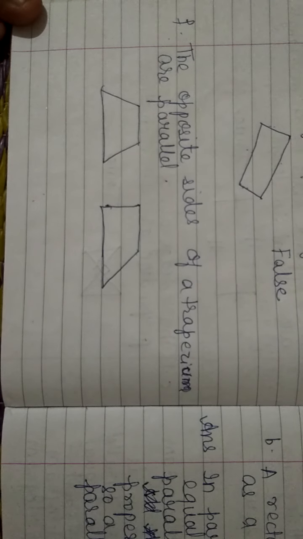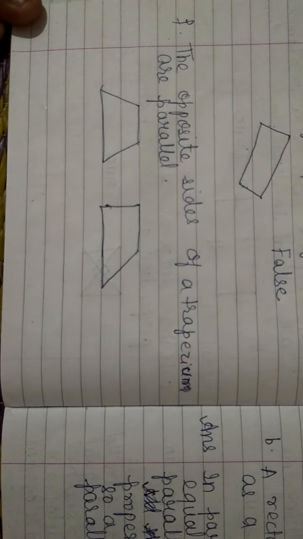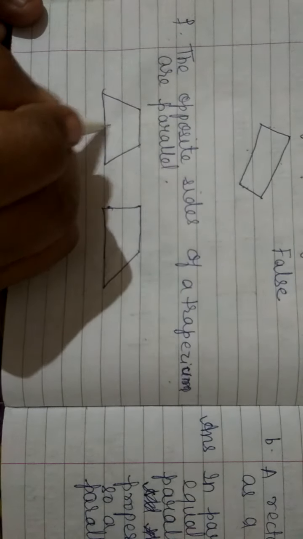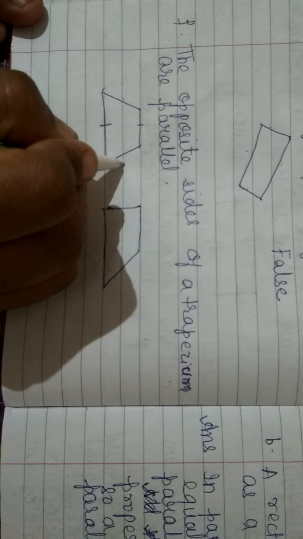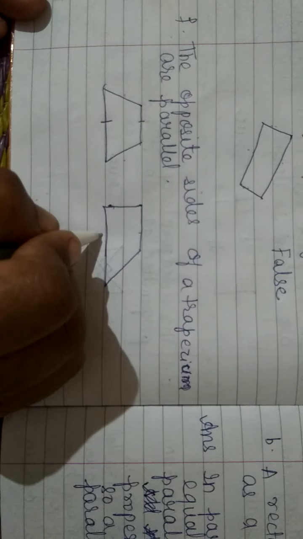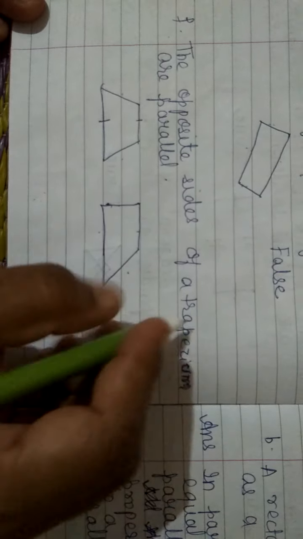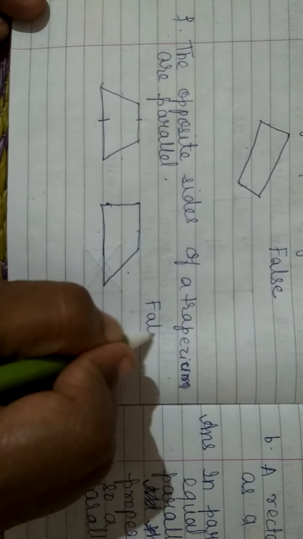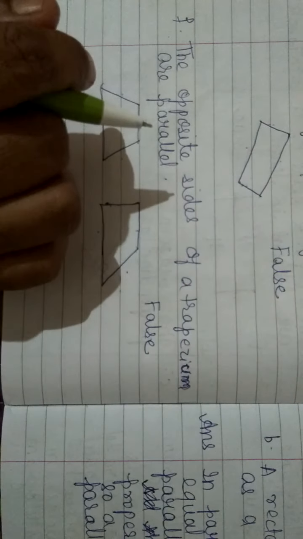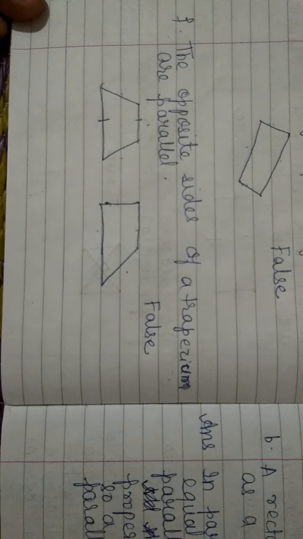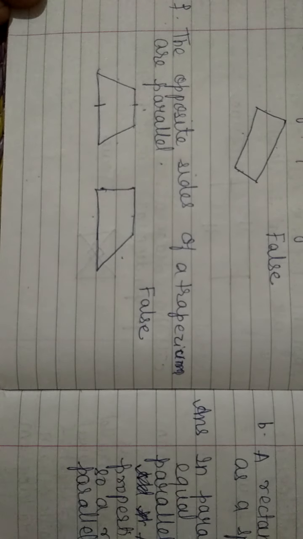Now children, the next question is the opposite sides of trapezium are parallel. See children, this is parallel to this. But these two are parallel? No. This is parallel to this. But these two are parallel? No. So this is false. Opposite sides of the trapezium are parallel. Both opposite sides are not parallel. Only one is parallel. So this is false.